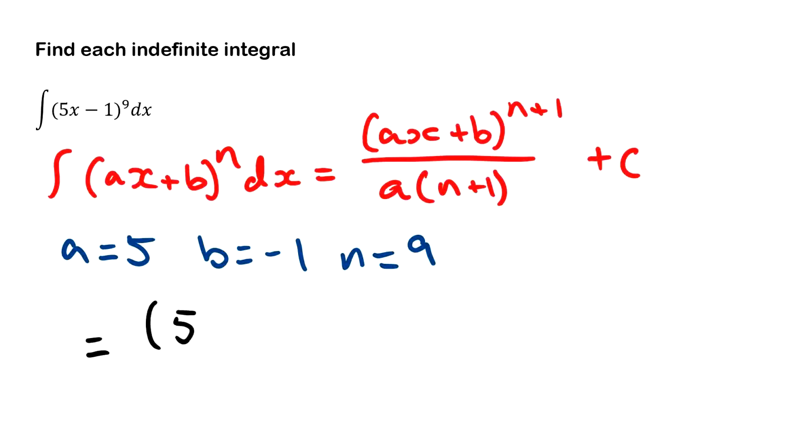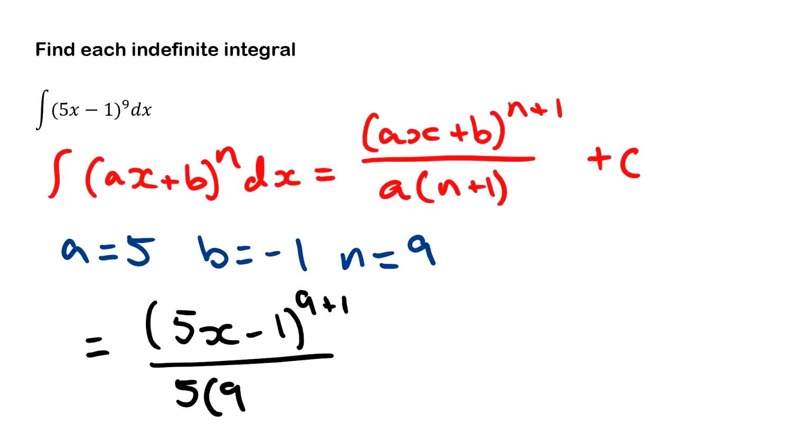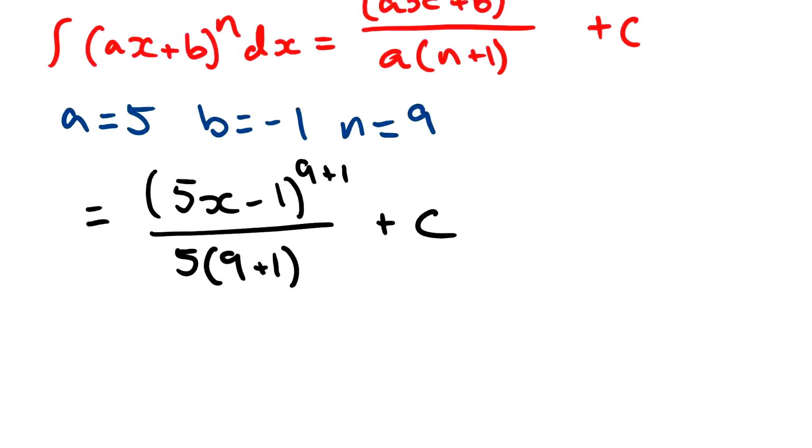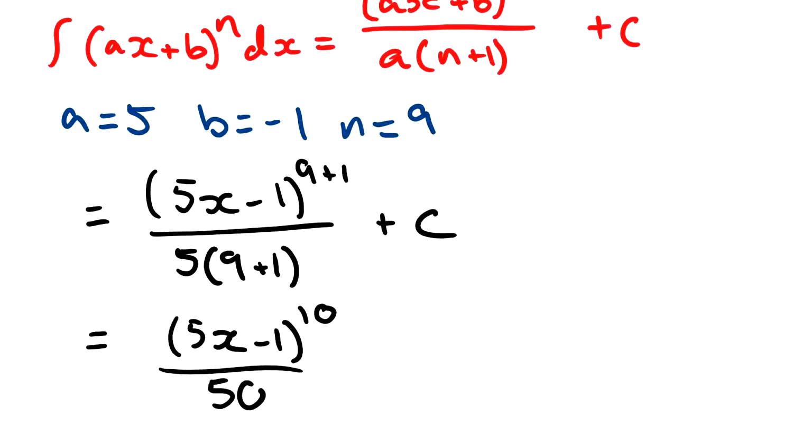So we end up with (5x take away 1) to the power of 9 plus 1, and this is all over 5 bracket 9 plus 1, and then remember your plus c, that constant at the back. So now we can start to simplify this down. So we end up with (5x minus 1) to the power of 10, over 5 times 10, which is 50, and then we put our plus c at the end.